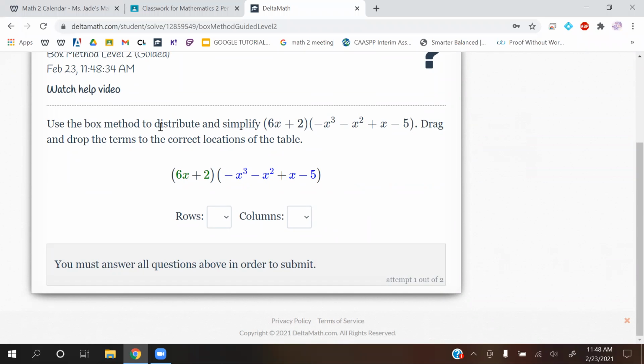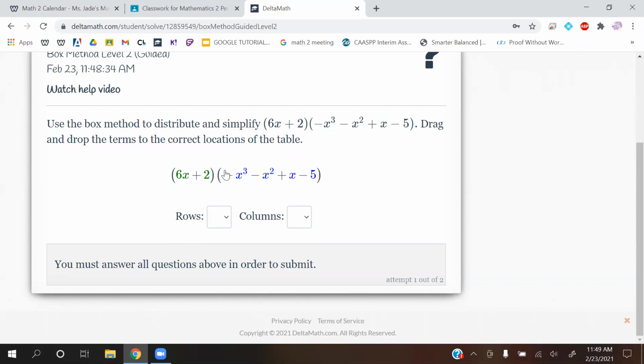We're going to use the box method to distribute and simplify 6x plus 2 and negative x cubed minus x squared plus x minus 5. We're going to drag and drop the terms to the correct locations of the table. To figure out how many rows we want, we look at how many terms are in the first factor. I see 6x plus 2, only 2 terms, so I select 2 rows. I know it disappears, but just ignore that.